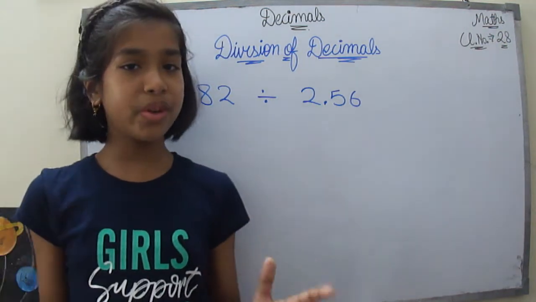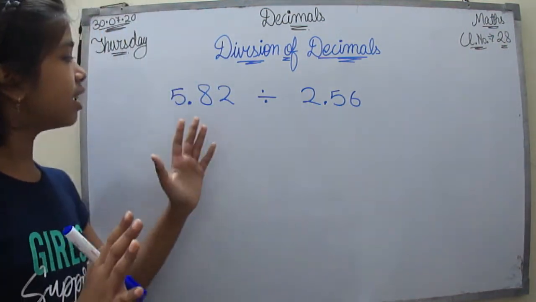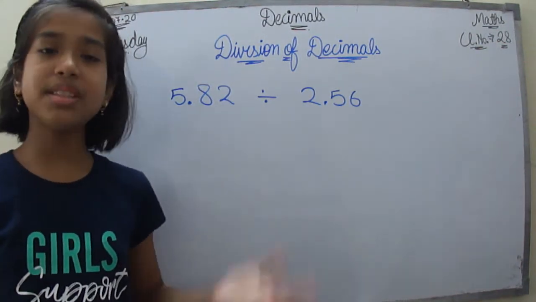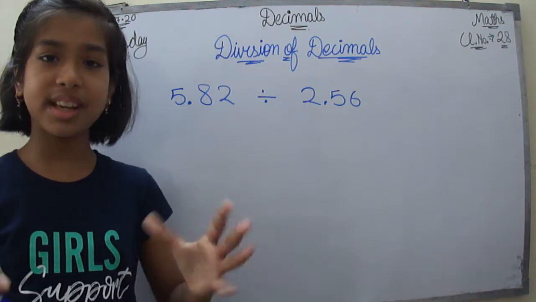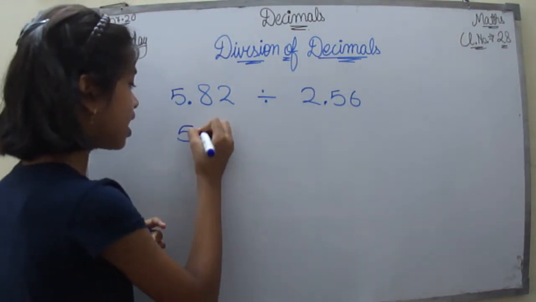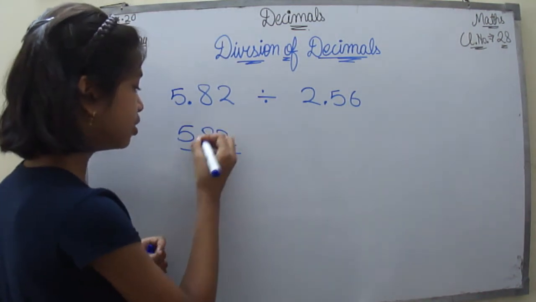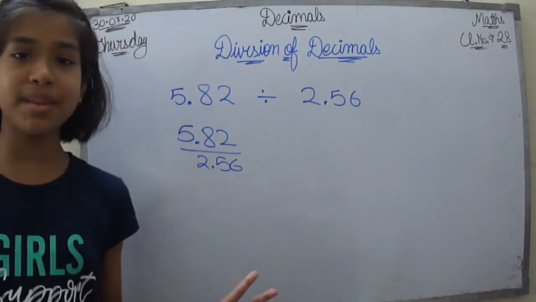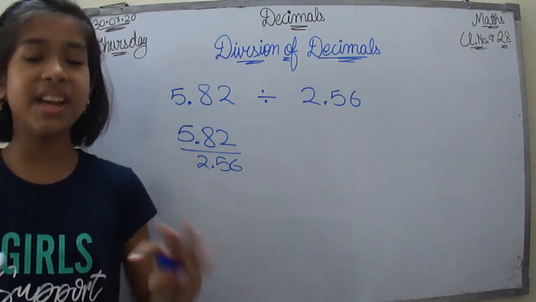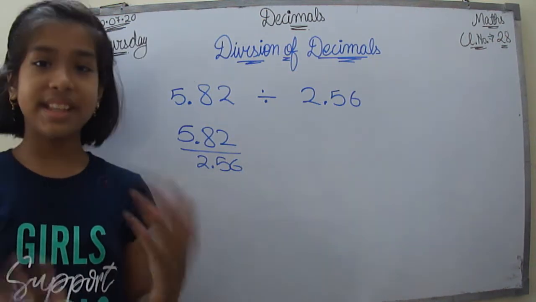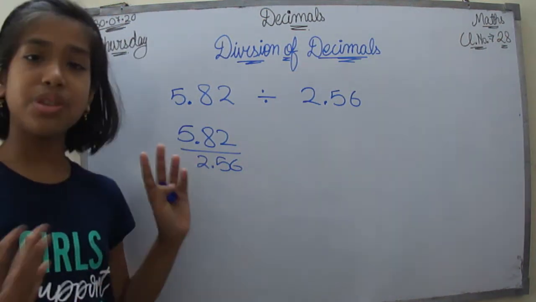So what we have to do, firstly, we can write it as a fraction. Why is that? That's because division is nothing but fractions, right? It is just a fraction. So you can represent it as 5.82 divided by 2.56 like this. Very simple. We have done nothing, we haven't changed the value, right? That's how you can write this.